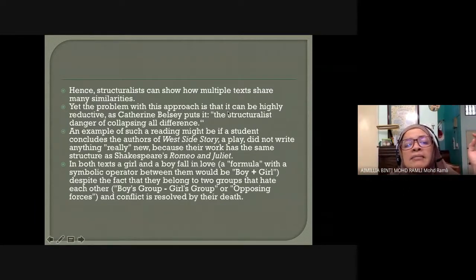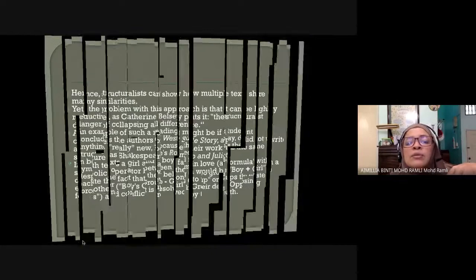Some critics pointed out that maybe structuralism is not a good theory because it's saying that everything has to be the same, but there should be some slight differences. So they believe that something new can also be created without using pre-existing structures. But in structuralism, we don't believe this. The structuralists don't believe this. They say that everything has to follow a certain structure. And here, West Side Story is following the structure of Romeo and Juliet.